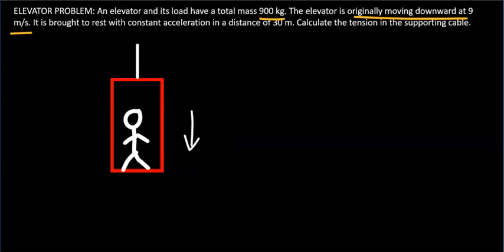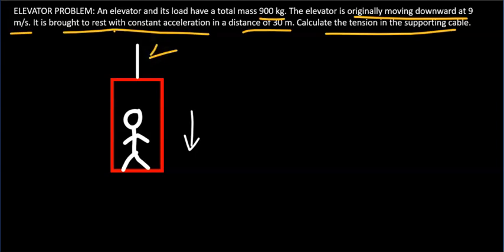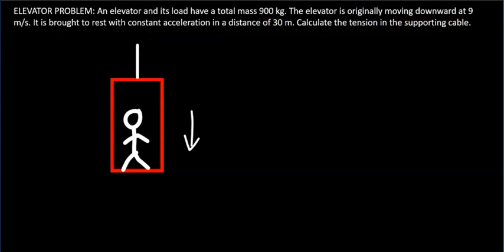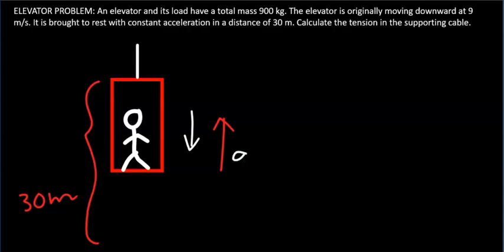It is then brought to rest with a constant acceleration in a distance of 30 meters. Calculate the tension in that supporting cable. So after the elevator has traveled, say, a distance of 30 meters, it comes to a complete rest. That means the acceleration is heading upward. So let's figure out that acceleration.